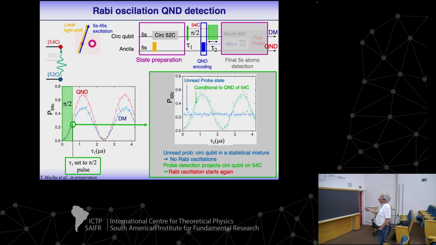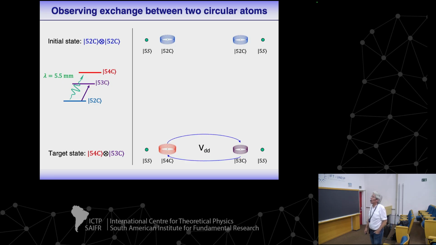And here, when you post-select the data where the ancilla tells that the atom is projected in 54C, we see a nicely contrasted Rabi oscillation, which means that the measurement is projective. On the other hand, if we do not look at the measurement result, the state prepared by a pi/2 pulse is turned into a statistical mixture, and Rabi oscillation does not appear anymore. So we have all the features of a genuine quantum non-demolition measurement of the circular atom state, which will be a very nice tool for the future.